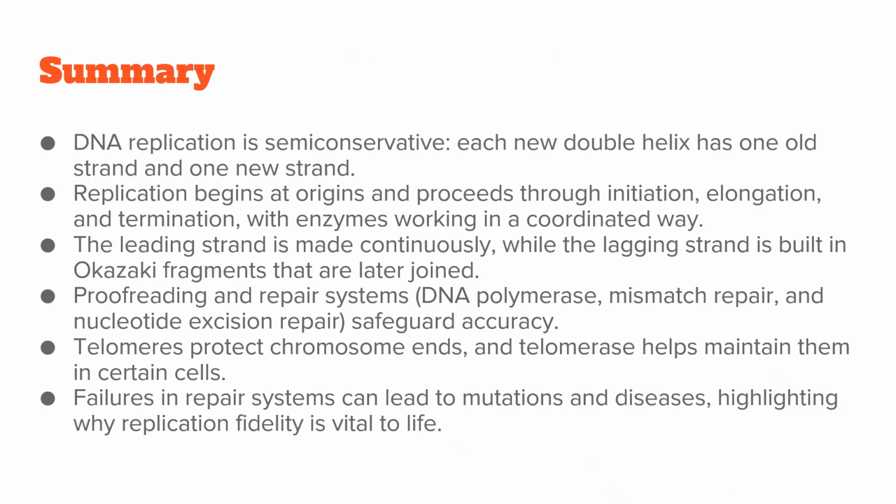In this section, we've seen how DNA replication ensures that every cell gets an exact copy of the genetic material. The process is called semi-conservative because each new DNA double helix has one strand from the original DNA and one newly synthesized strand. Replication starts at origins and proceeds through three main stages: initiation, elongation, and termination.